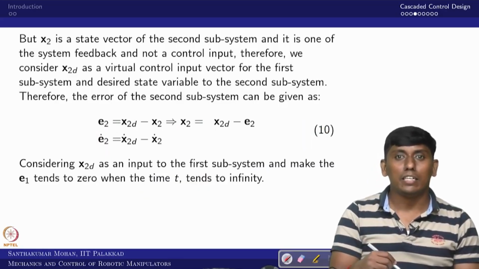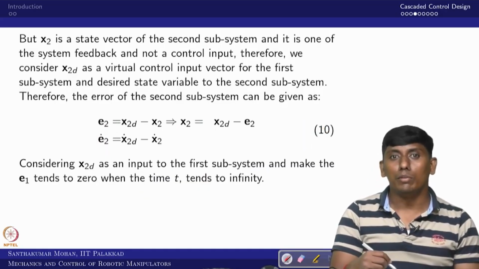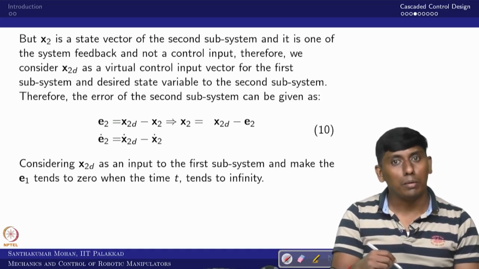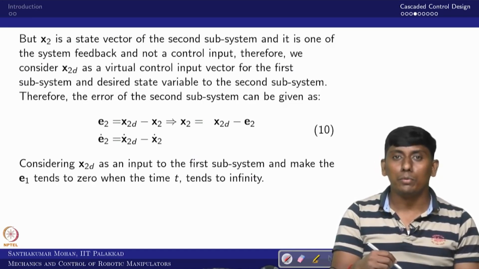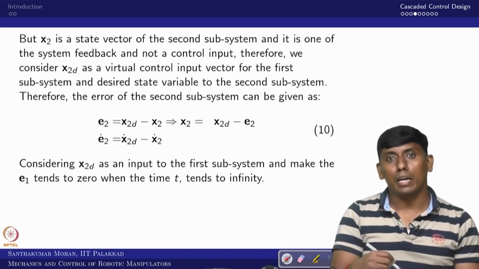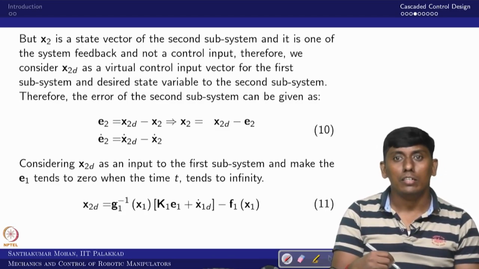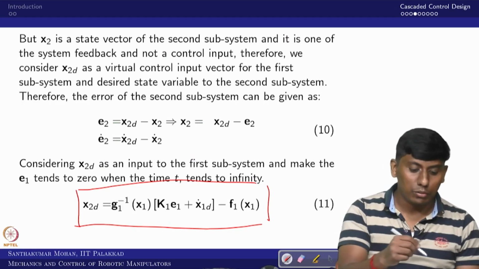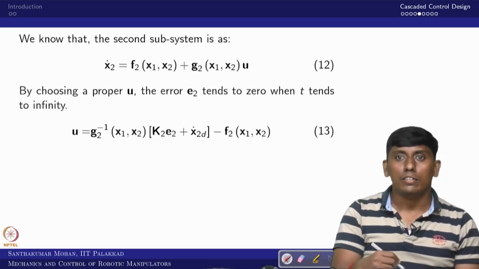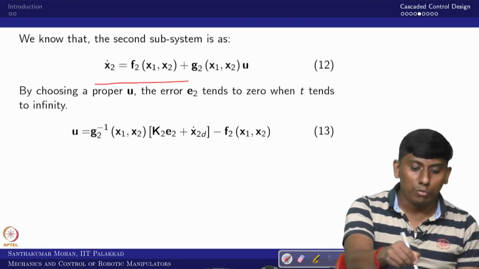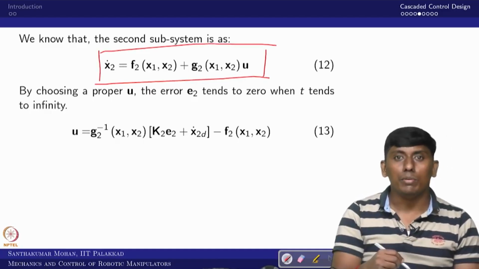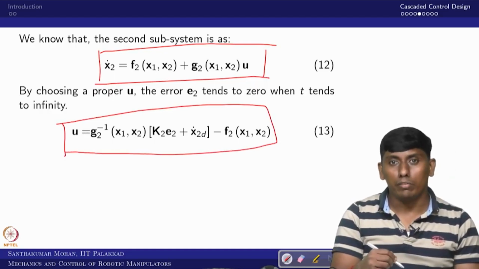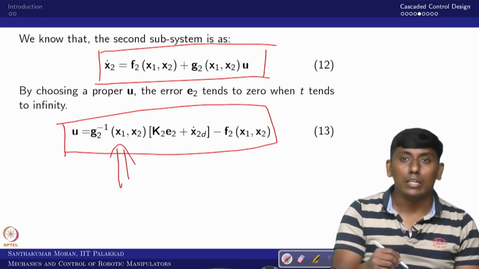Now we can see that the first subsystem is such that E1 tends to 0 when t tends to infinity, and for that you need to have E2 be 0. For E2 to be 0, you choose the tau properly so that it can converge. For that we take this x2 desired, which we have taken. Then we bring it in and substitute this equation. From there we can find that u can be one of the control inputs. So this is what we can choose.